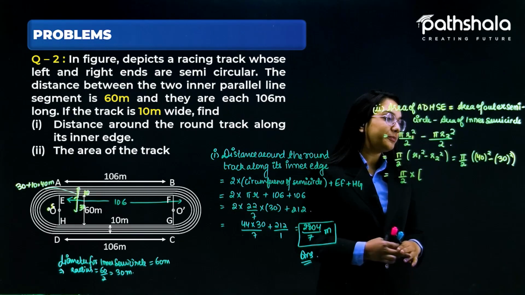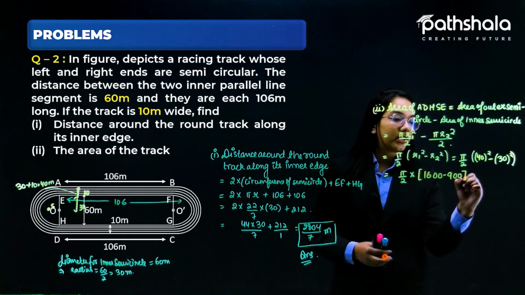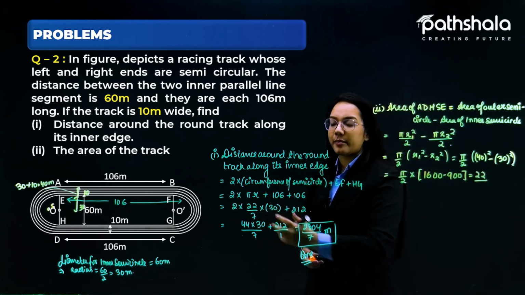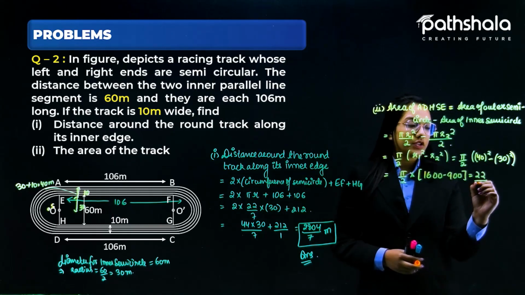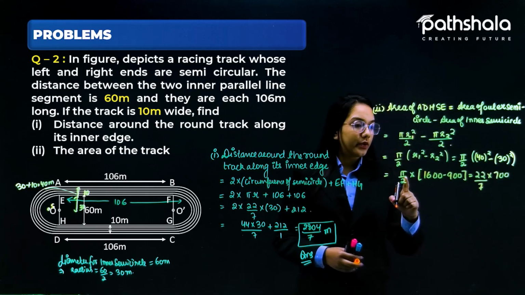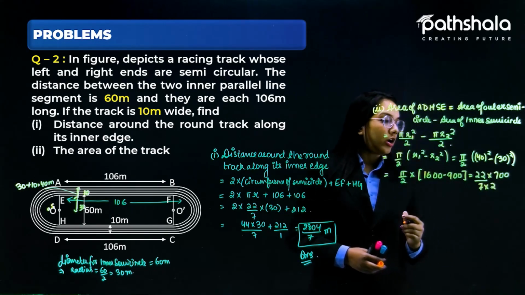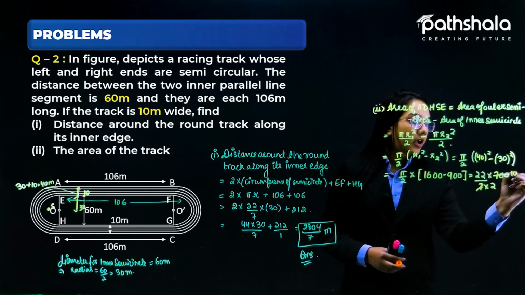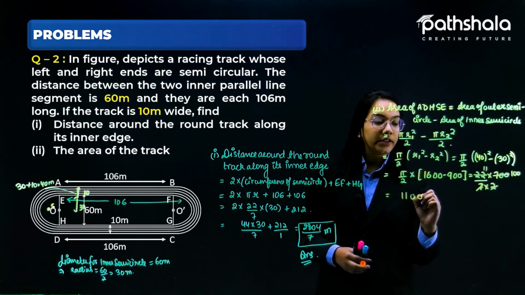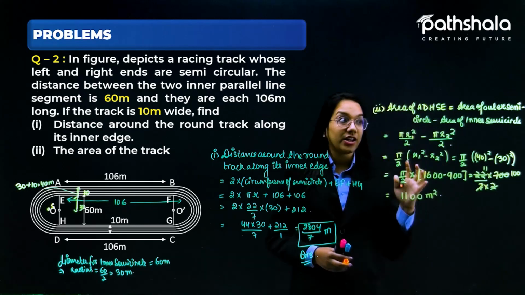Let's just calculate it. So this would be 1600 minus 900, and if I'm using pi as 22 by 7, because we have already taken pi as 22 by 7 in the very first part, this would be 22 by 7 into 700, and we have this 2 in the denominator as well, into 700. So this would be 100, and this would be 11. So at the end we are getting 1100 meters square, the area of the ADHSE.